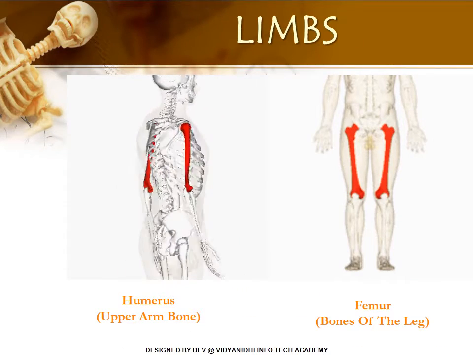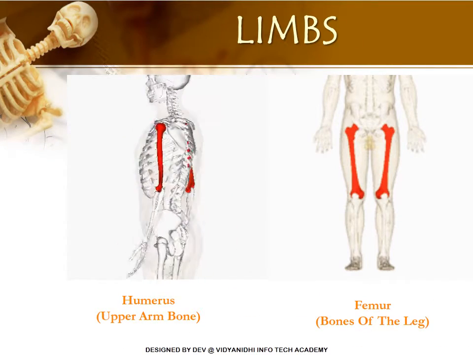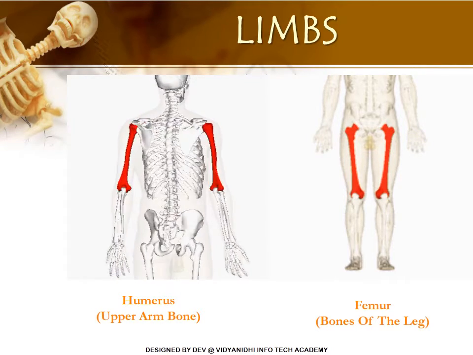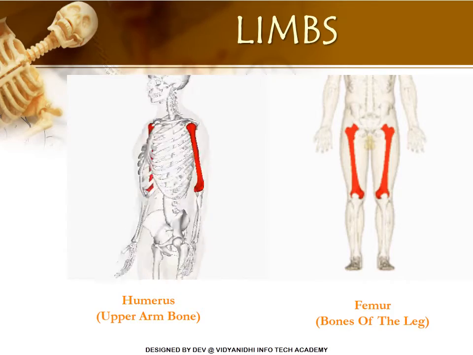The limbs consist of 2 parts, the humerus, which is the bone of the upper arm, and the femur, the bone of the leg. The femur is the longest bone in your whole body.